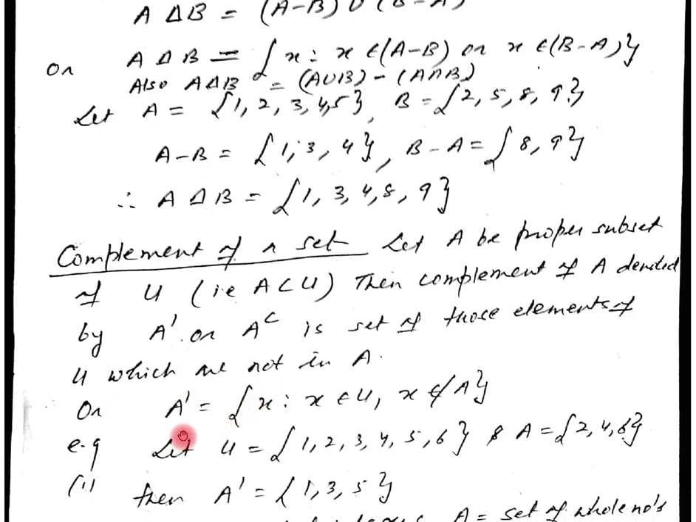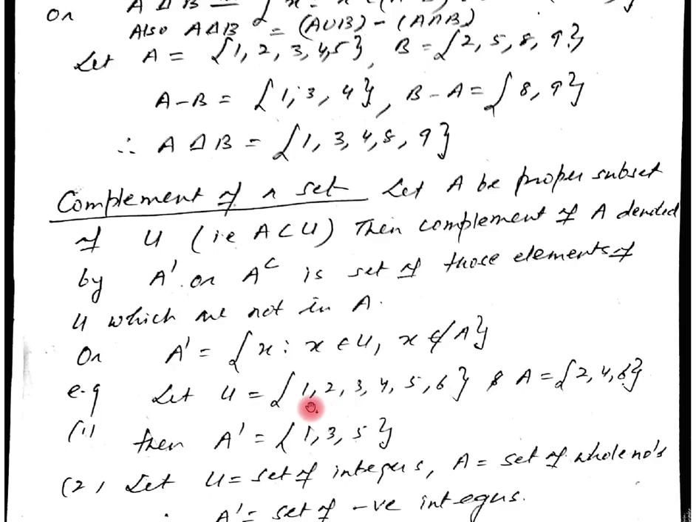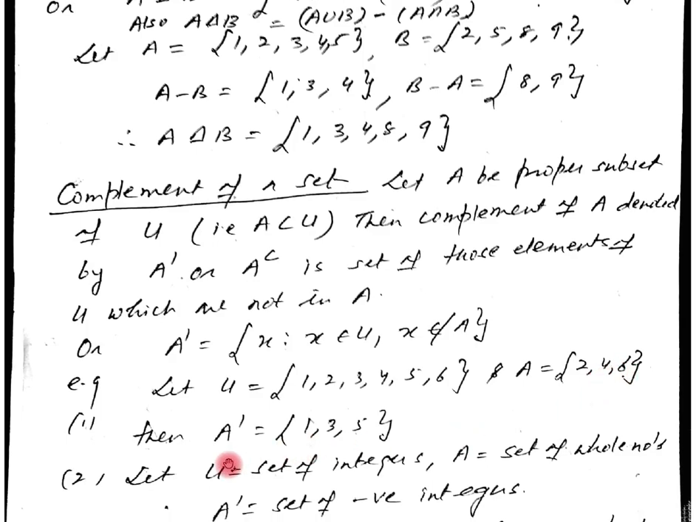So it means A dash can be written as X, where X belongs to U but X does not belong to A. Let us see with the help of an example. Let U be a universal set having elements 1, 2, 3, 4, 5, 6, and A be the set having elements 2, 4, 6. Therefore, A dash means the elements of U which are not in A. So 2, 4, 6 are here. Therefore, A dash equal to 1, 3, 5.